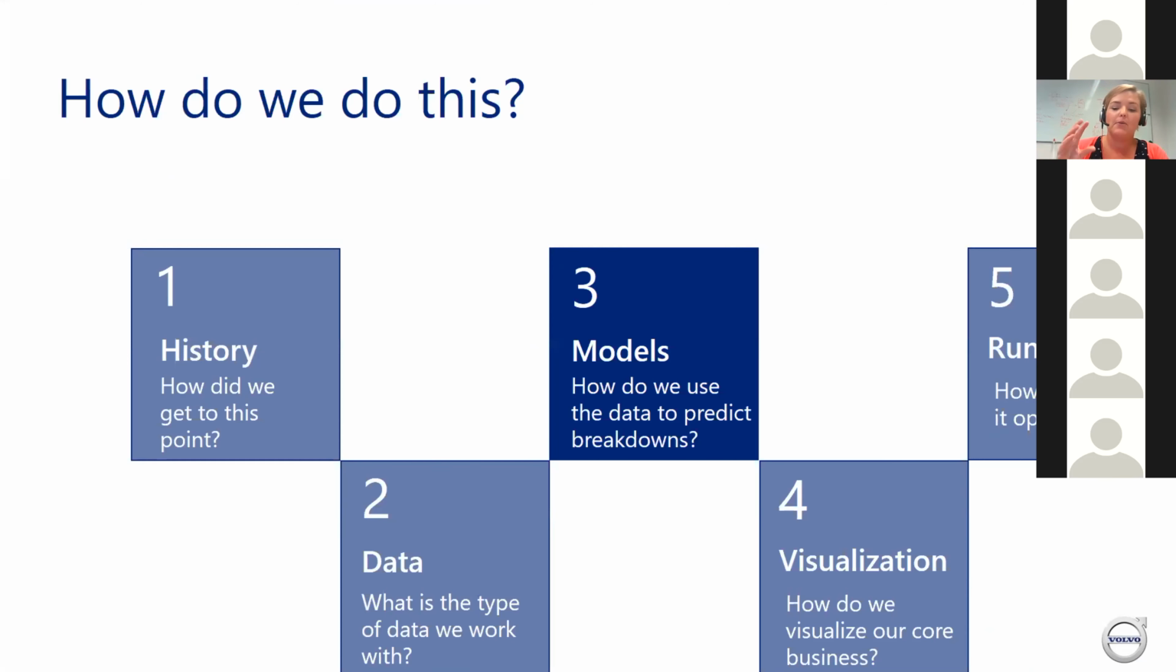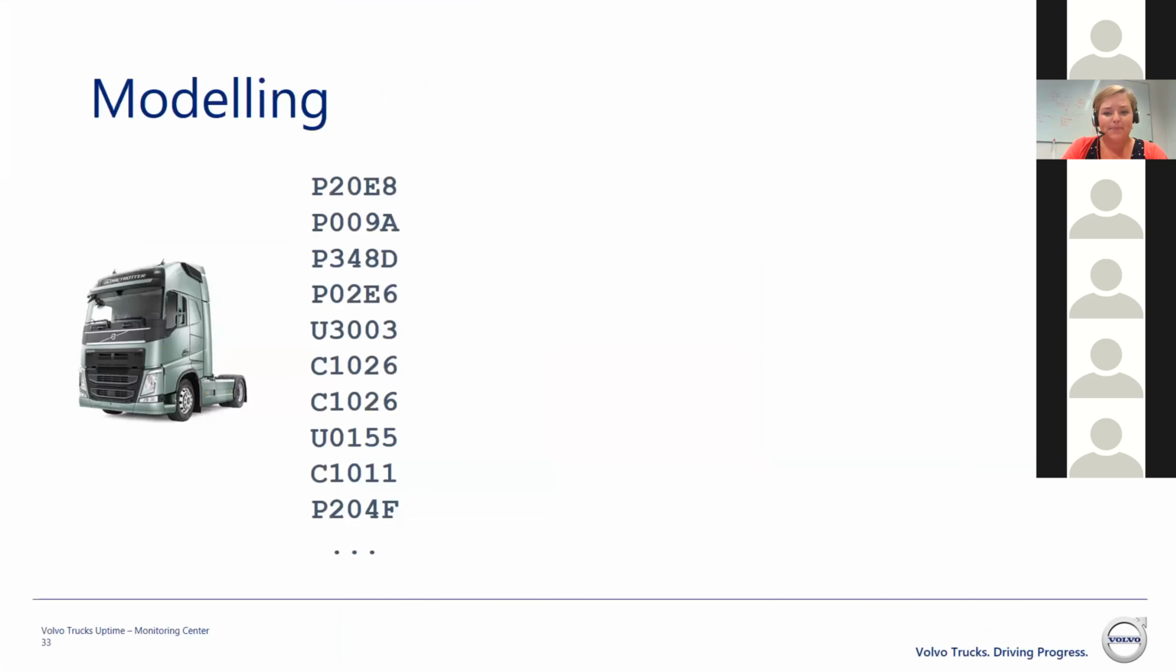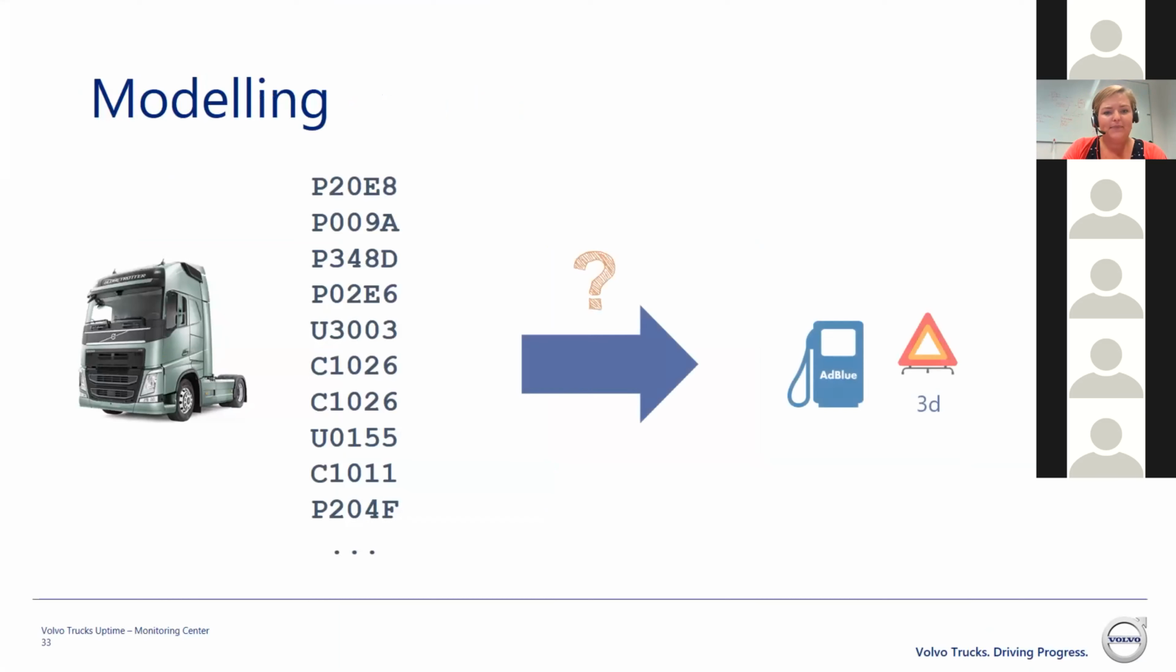How do we do the modeling? How do we go from these fault codes to an actual breakdown prediction? I can skip through this a bit faster, because you're all machine learning experts. And as you all know, before we can do any modeling, we need to do data cleaning. And I hope for you that you don't have the same amount of data cleaning to do as we here at Volvo.